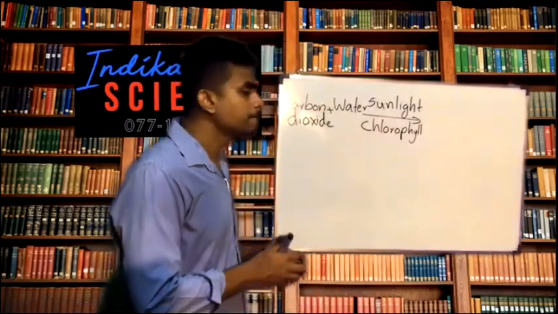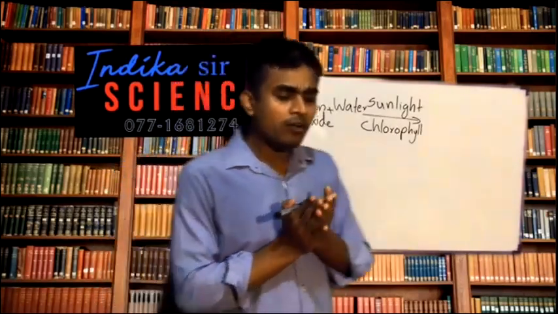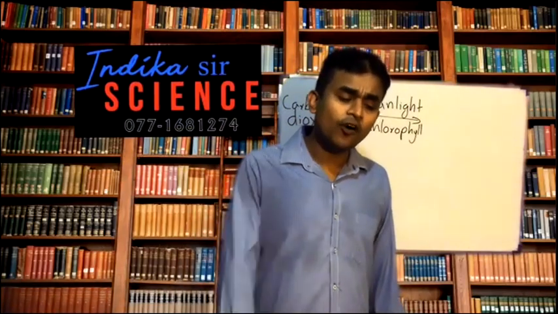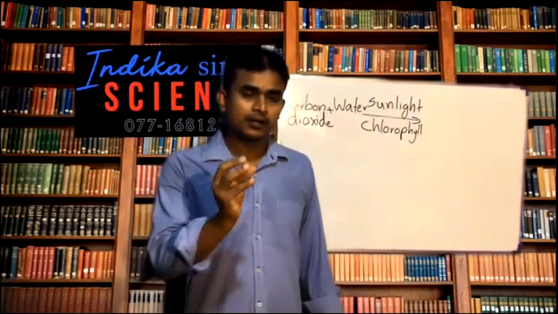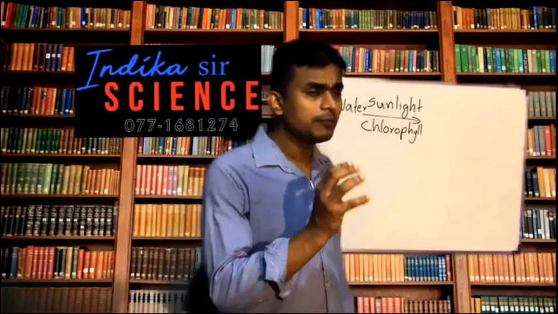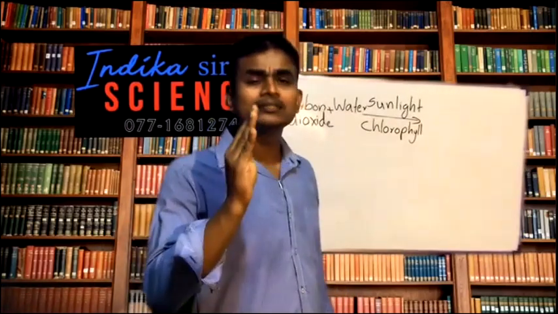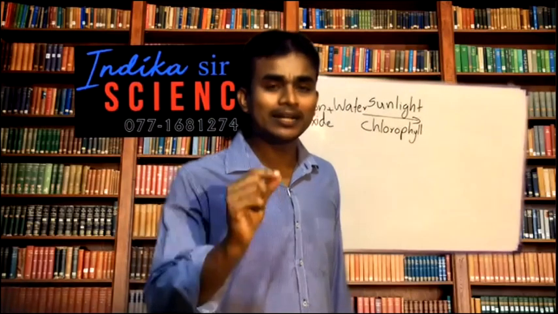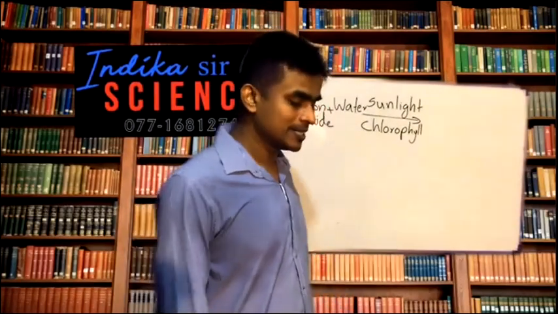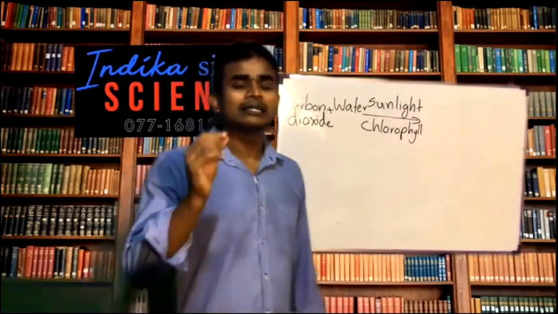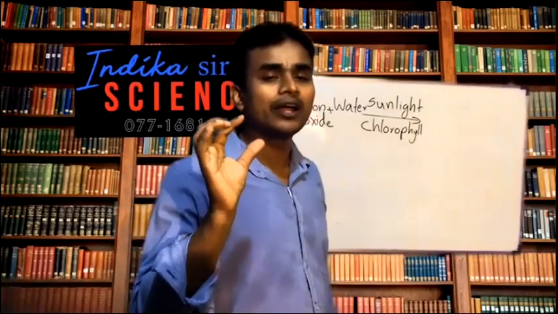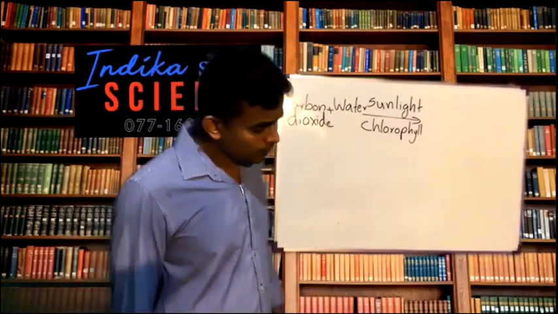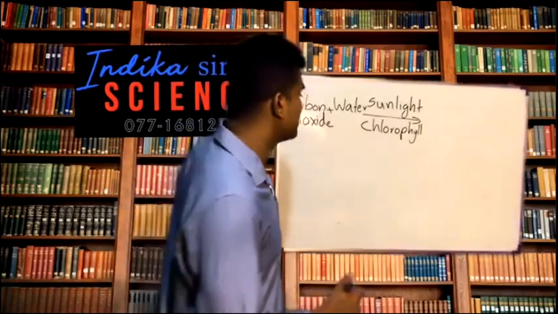And in which form is food produced inside the plant cells? Tell me. It is produced in the simplest carbohydrate form. So what is the form that food is produced in? Glucose. Simplest carbohydrate form, glucose. Very good. Glucose.